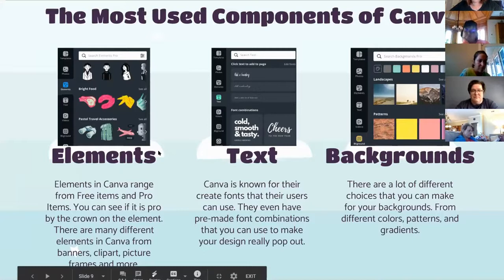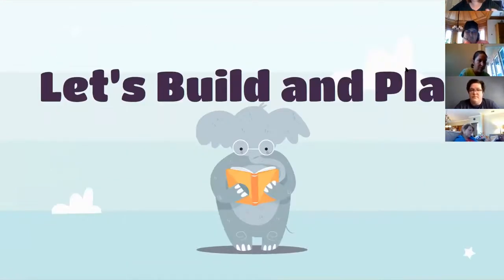I'll show you how easy it is. So here's the different elements that I just went over. There are different elements you can choose from here, texts, and the backgrounds. So we're going to build a button all together.